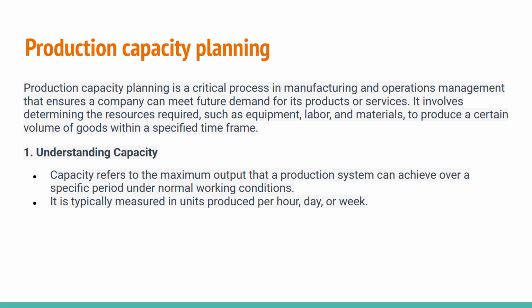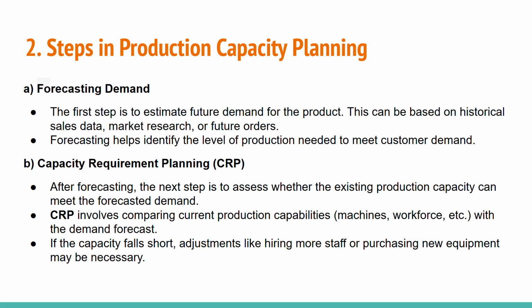First is understanding capacity. Capacity refers to the maximum output that a production system can achieve over a specific period under normal working conditions. It is typically measured in units produced per hour, day, or week. So next, second is steps in production capacity planning.